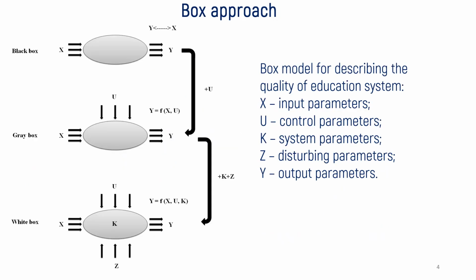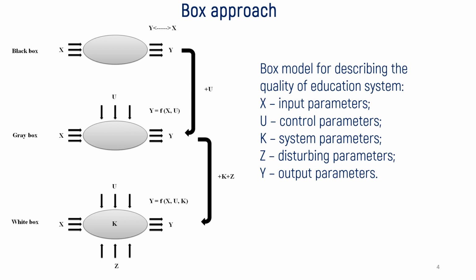What is the box approach in our case? We have three different boxes. Black box, only with input and output parameters. After this, gray box, with the same parameters and control parameters, and the next one is white box, with the system parameters and disturbance parameters.